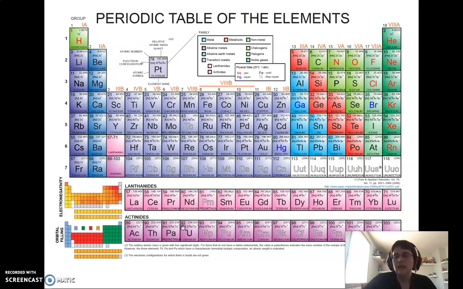you should get, I did that right, 133. So I don't have my calculator. Let me grab my calculator to double check that I did that right. So 235 minus 92, 143. I didn't think that sounded right. So 143 for the neutrons.